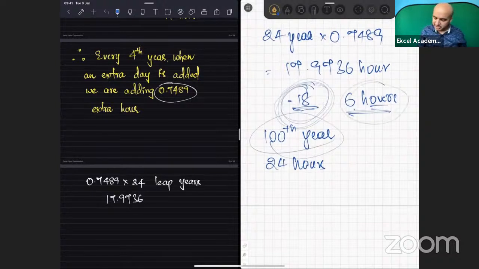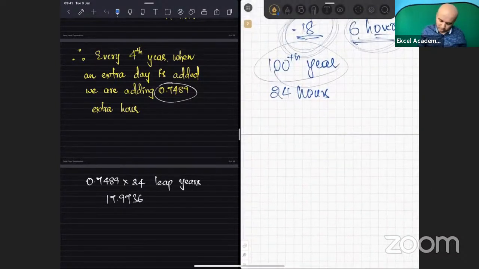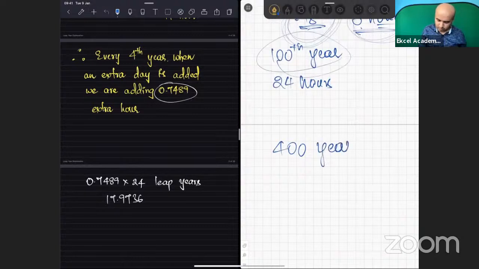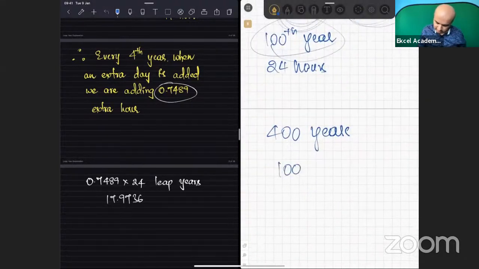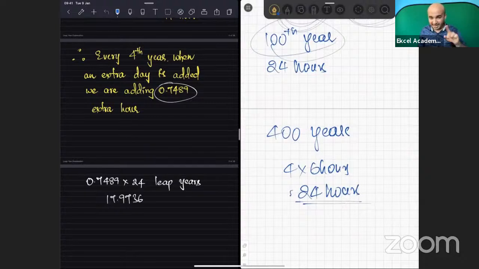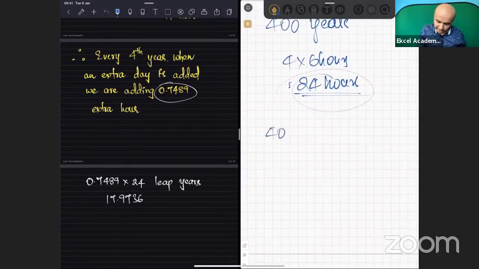Now, this additional 6 hours which we are deducting over a period of 400 years, that means 4 centuries, that means we will be deducting 4 into 6 hours, that is 24 hours. Unnecessarily, we deducted 24 hours over a period of how many years? 400 years. So therefore, what we do is, every 400th year, even though it is a century year, we will convert that into a leap year.